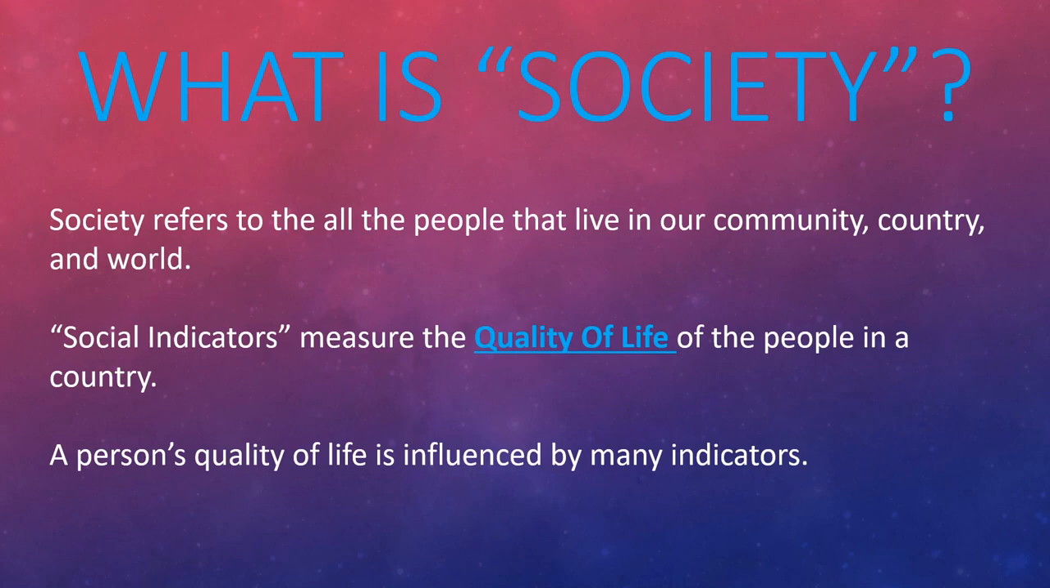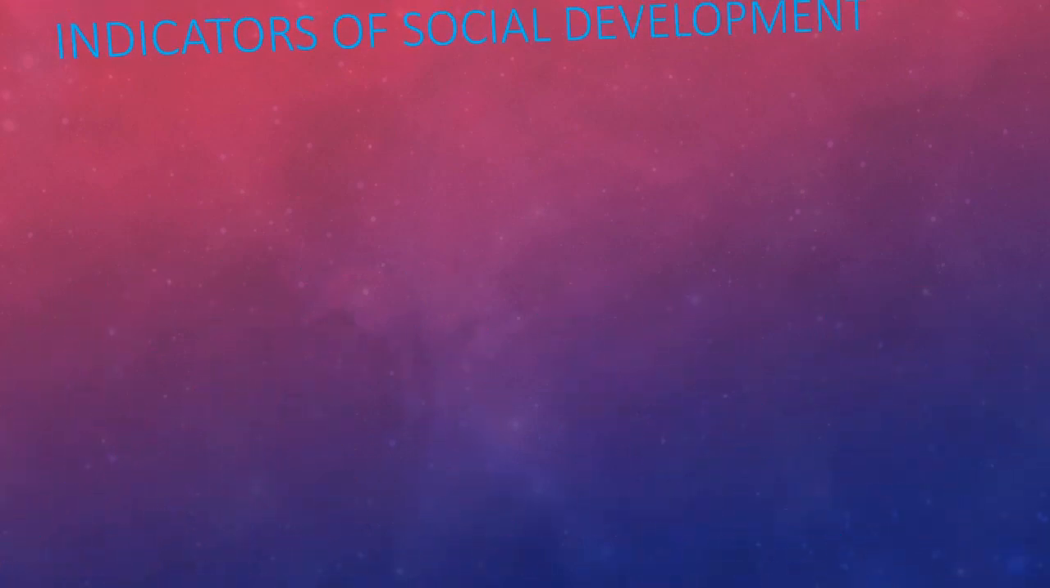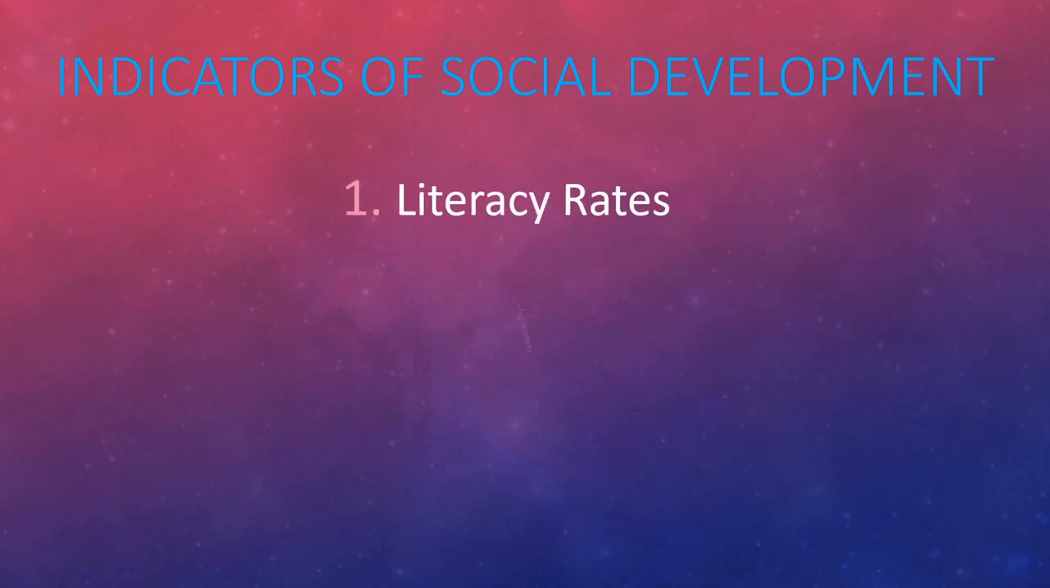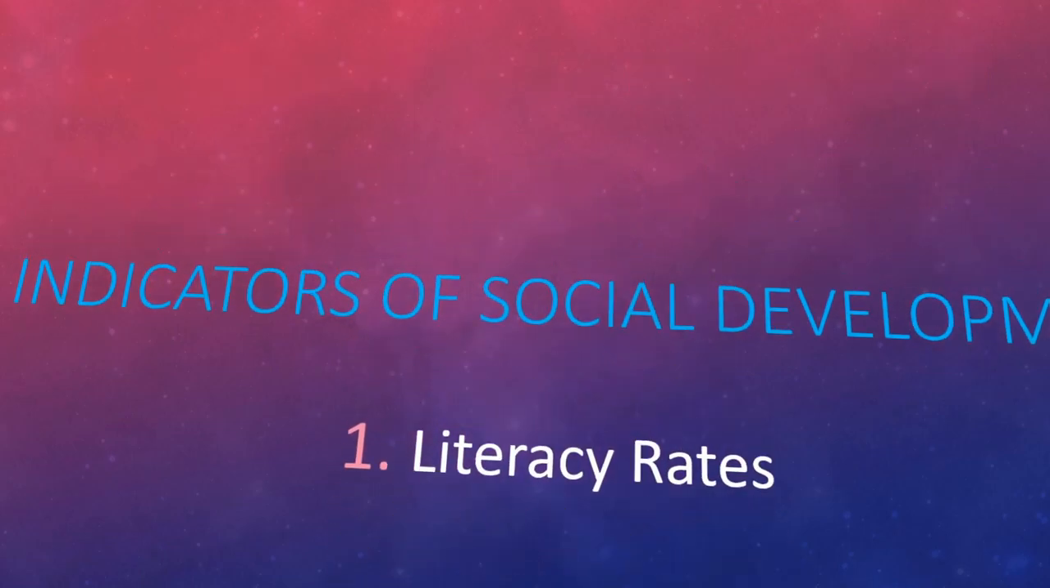And to quantify quality of life, you can look at many different statistics. In this video, we are going to examine three main indicators that contribute to the quality of life that we are going to discuss: literacy rates, infant mortality rates, and life expectancy.